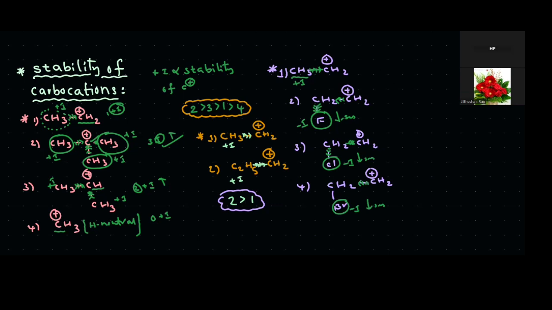Now, just now we discussed this formula. Plus I releases electrons, that means it increases the stability. A minus I group has an inverse relation with the stability.